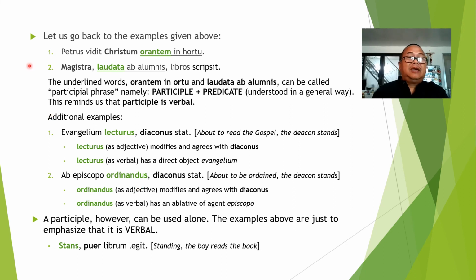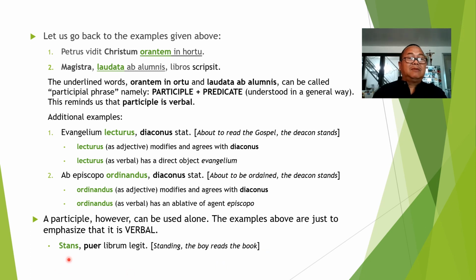Okay, these examples given above are just to show you that the participle is verbal. At the same time they are adjectives, and at the same time they are verbs. That is why it is called a verbal adjective. However, do not think that it cannot be used alone without a predicate. It can. Example: Stans puer librum legit. Standing, the boy reads the book.